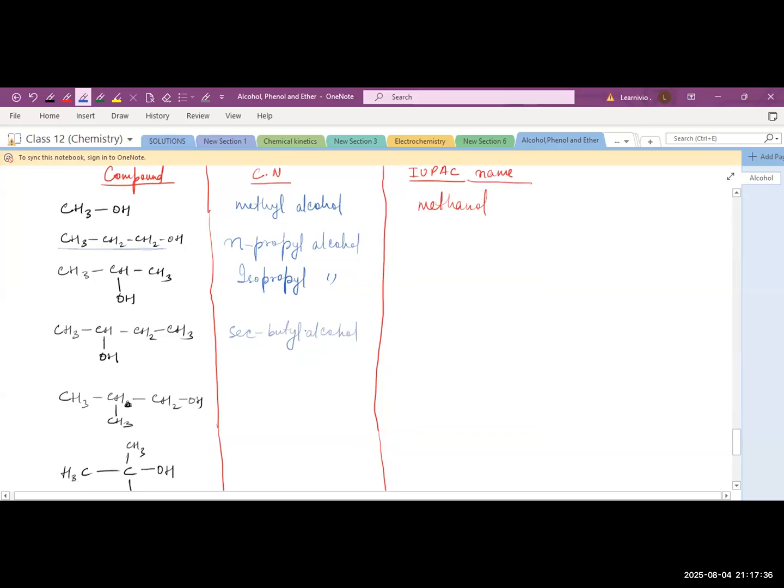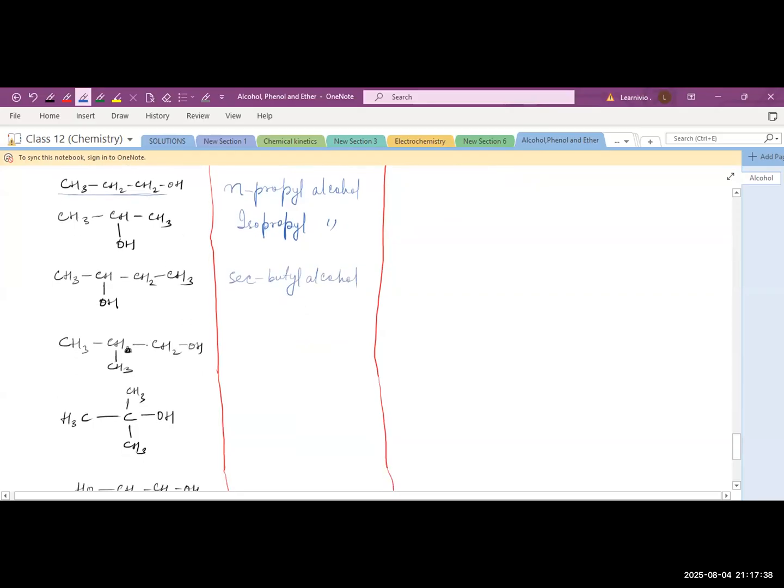Now this one. You can see this is iso, isobutyl, so isobutyl alcohol. And this one, you can see is a tertiary butyl, a four carbon chain, and this is a tertiary structure. So you can write tertiary, we write third butyl.